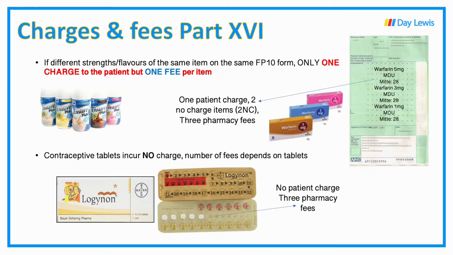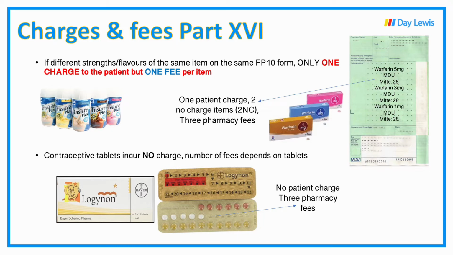Another rule you must remember is if there are different strengths or flavours of the same item, it would still only be 1 patient charge. However, the pharmacy will get 1 fee per item. So you'll see this for Ensure prescriptions. So when you've been working in a pharmacy at your placements, you'll see patients get these meal replacement drinks of lots of different flavours, and we wouldn't charge the patient individually for each flavour. But because we've had to do the work of counting the correct amount, making sure that all the flavours are there, we would gain 1 fee per item.